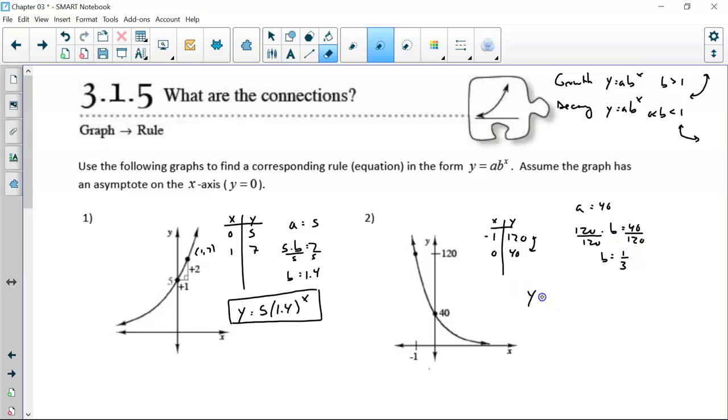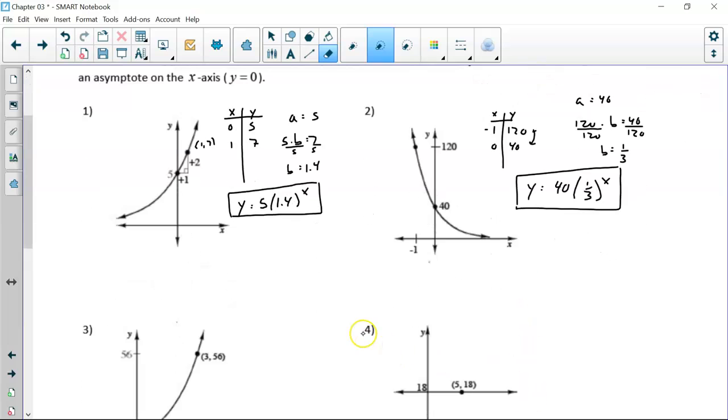So y equals 120 is our initial. Actually, 40 is our initial. 40 times 1/3 to the x. And you can see that multiplier is between 0 and 1. It's decay as it matches with our graph.